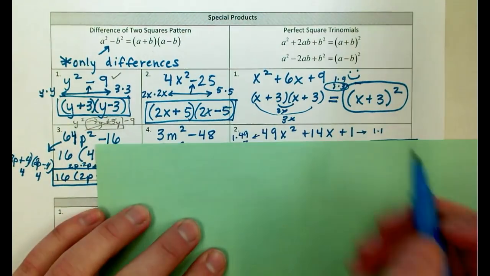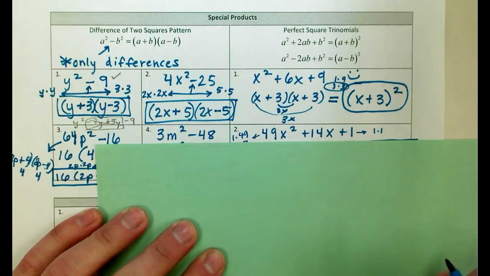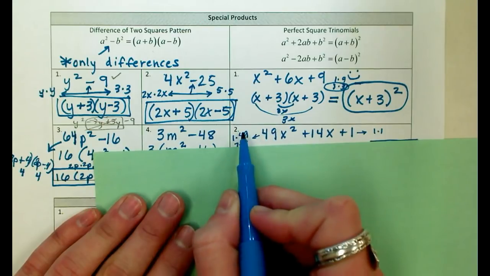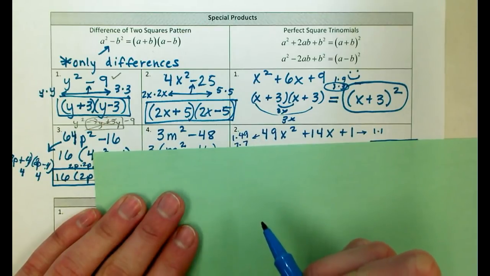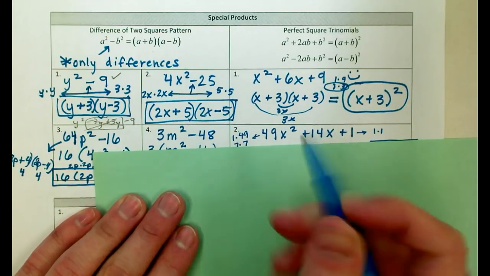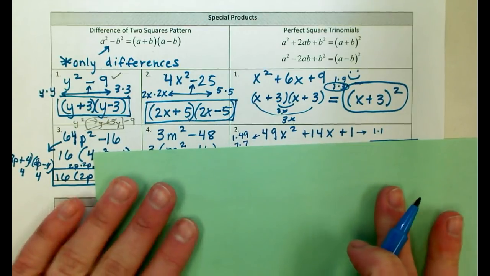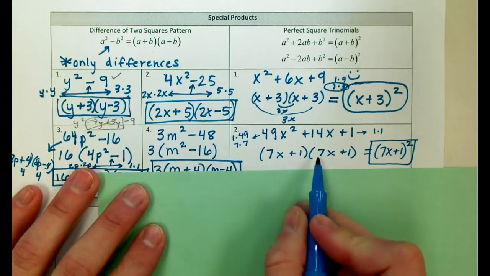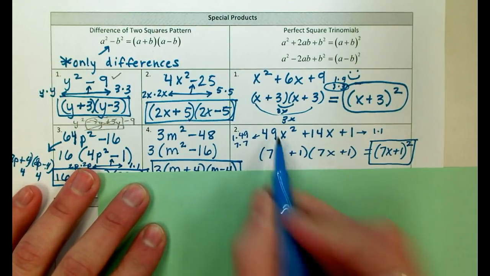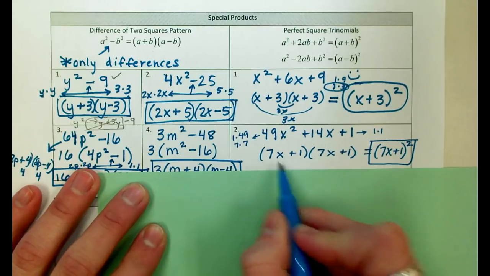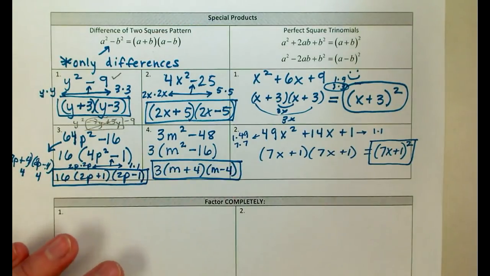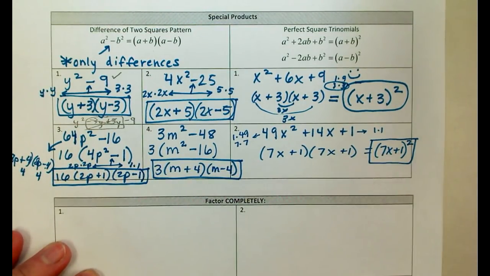Okay, so for our c term, we only have the option of 1 times 1. But our a term, it looks kind of scary being a bigger number, but our only options are 1 times 49 and 7 times 7. Well, if this is our perfect square trinomial, let's try 7 and 7. So notice here, 7x plus 1, 7x plus 1 gives me 49x squared, 7x and 7x gives me positive 14x, and 1 times 1 is 1. So my final answer is 7x plus 1 squared.